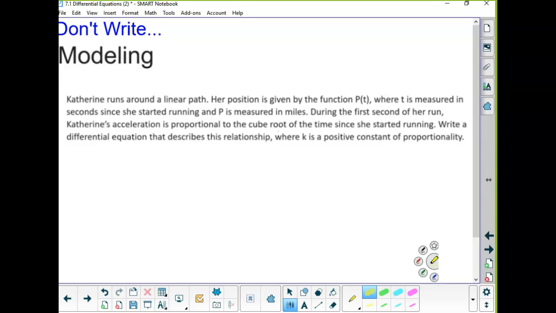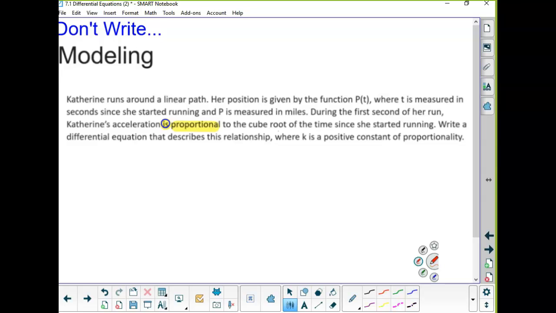So let's read through it. Again, I don't want you to write these first couple pieces. I just want you to see how it's set up. So Catherine runs around a linear path. Her position is given by the function p of t, where t is measured in seconds since she started running, and p is measured in miles. During the first seconds of her run, Catherine's acceleration is proportional.